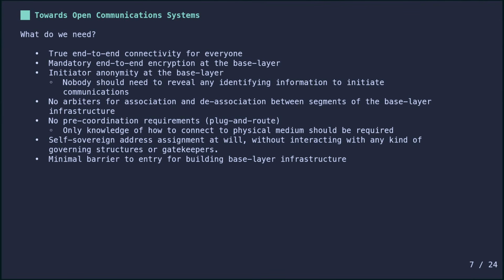I think one of the primary factors would be the need for true end-to-end connectivity for everyone. So everyone needs to be able to create addresses that are reachable by everyone else. We also need mandatory end-to-end encryption at the base layer, not as something that's plastered on as an afterthought on top of all of the other layers of the stack, but something that's inherently and fundamentally built in and cannot be switched off.